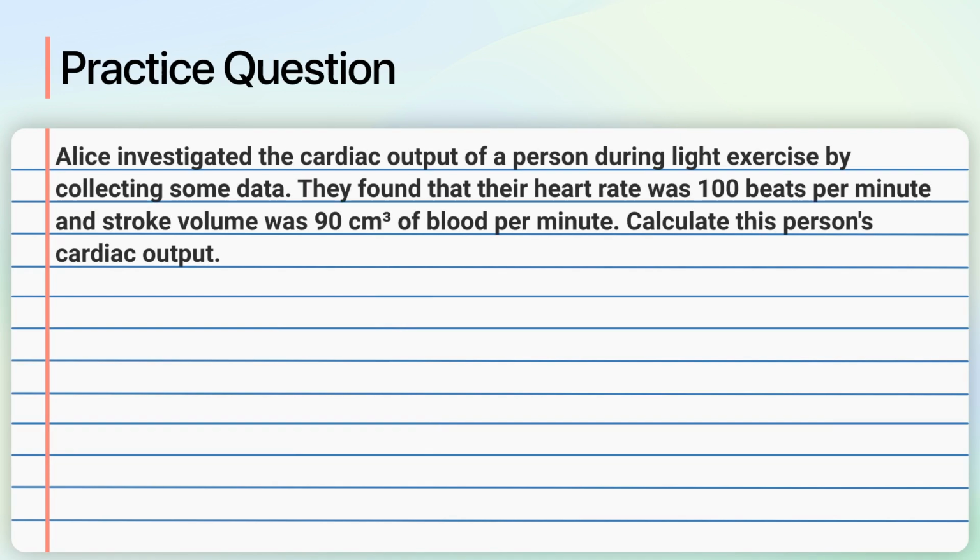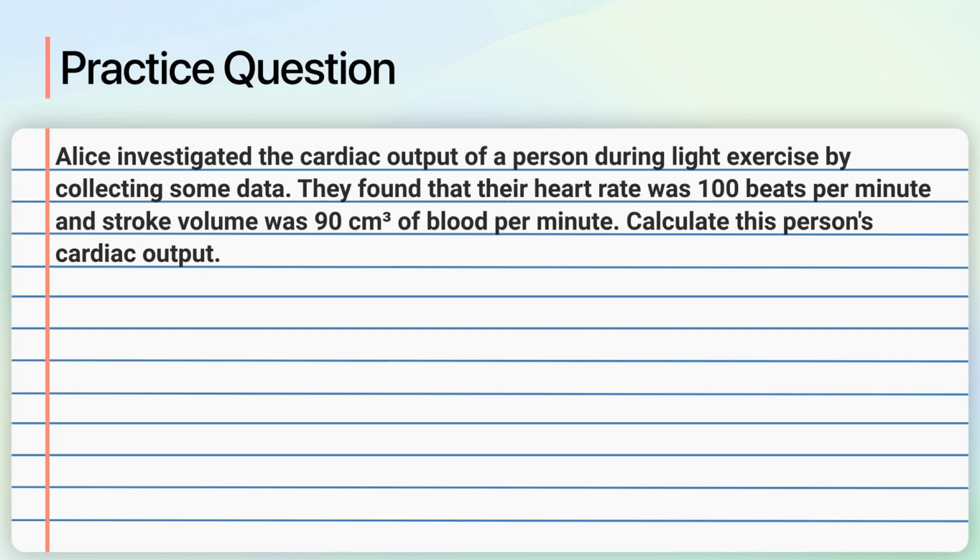Let's work through an example of calculating cardiac output. Alice investigated the cardiac output of a person during light exercise by collecting some data. They found that their heart rate was 100 beats per minute and stroke volume was 90 cubic centimeters of blood per beat. Calculate this person's cardiac output.